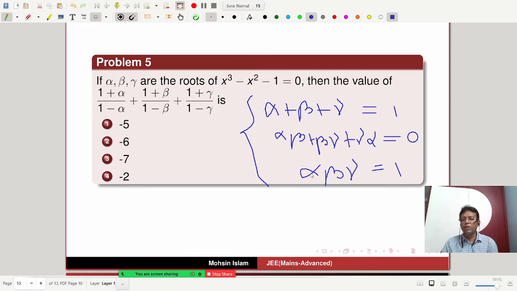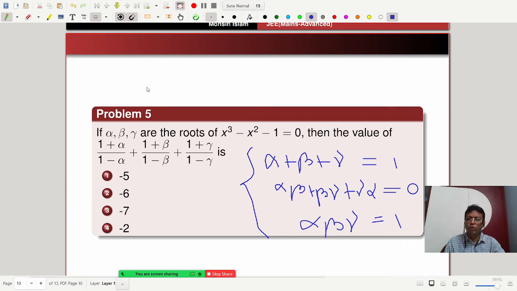If you do it that way, it will take so much time that you cannot follow other problems, or you miss the other easy problems. So it's better to have some transformation rules. I will use a transformation rule that will help you find out. And the rule is, look at that, you have a symmetric function type.